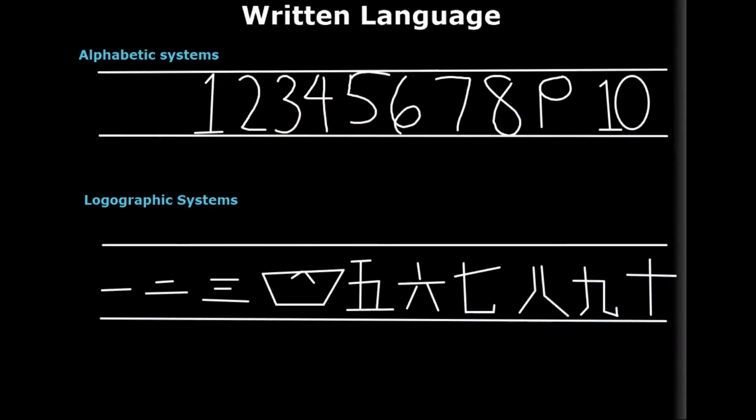Similarly with numbers, here I've drawn the numbers in Arabic numerals from 1 to 10. 1, 2, 3, 4, 5, 6, 7, 8, 9, 10 with one error. And also in the logographic system, 1, 2, 3, 4 looks like a little rice bowl, 5, 6, 7, 8, 9, and 10 is a basic crossing.